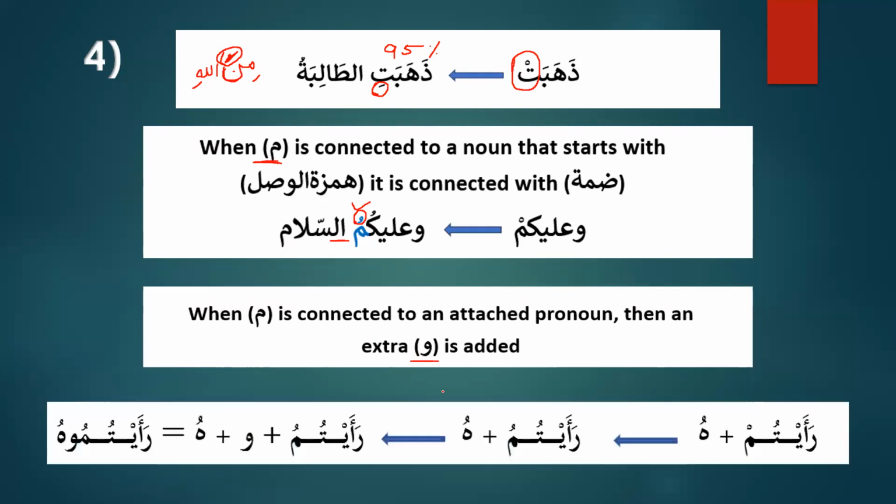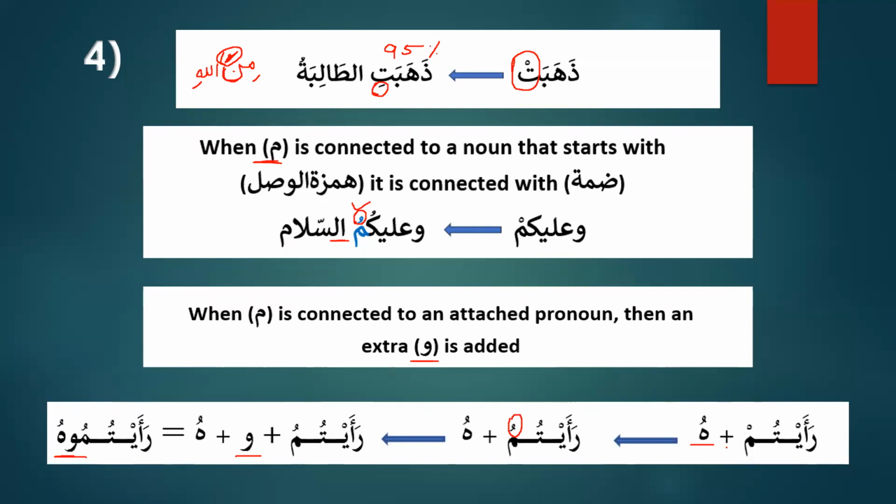For example, you say Ra'aytum, and we know that in Ra'aytum the meem is sakin, and now we want to connect it with hu. The first rule that we have learned is we have to connect it with Dhamma. So it becomes Ra'aytumu plus hu. Okay, now you can't really read it like that. It doesn't sound good to the ears. So with the attached pronouns, after Dhamma, an extra waw is added, and it becomes Ra'aytumuhu. And it's applicable to all the verbs.